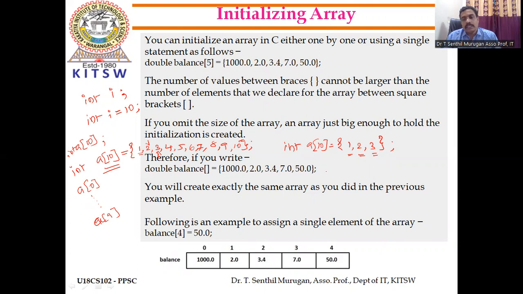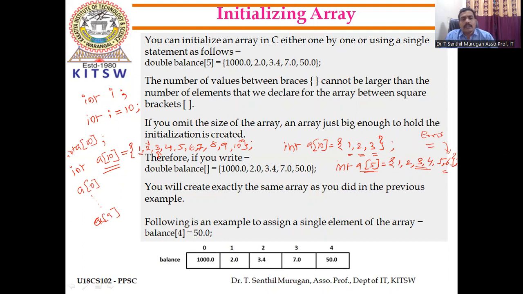In case you give more than the declared size, what will happen? Suppose you declared int a of 5, so 5 is the maximum size, and you give the values 1, 2, 3, 4, 5, 6. The compiler will understand that you declared a maximum of 5 elements but gave 6 values, so it will show an error. So you can give fewer values than the size.